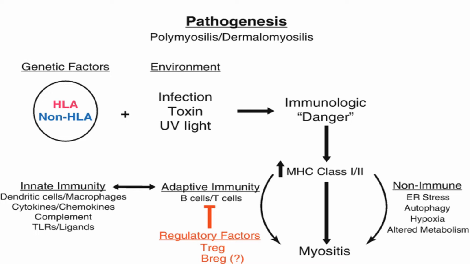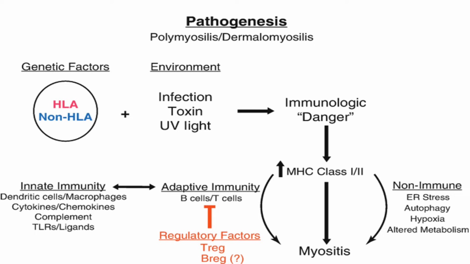So if you have an autoimmune disease, your immune system attacks the healthy cells in the body by mistake. That causes immunologic danger, which results in increased MHC class 1 and 2 expression. The MHC consists of a linked set of genetic loci, mainly containing the proteins involved in antigen presentation to T cells. So it will lead to myositis.